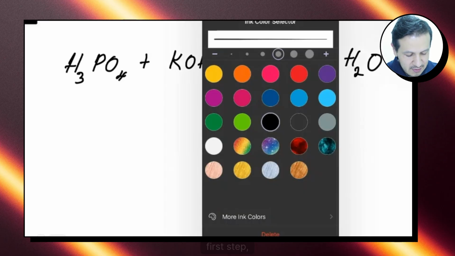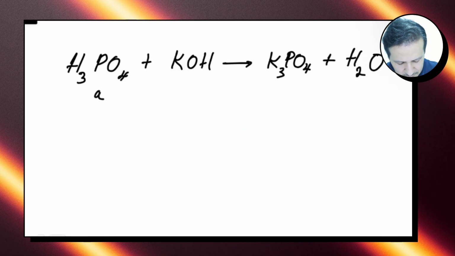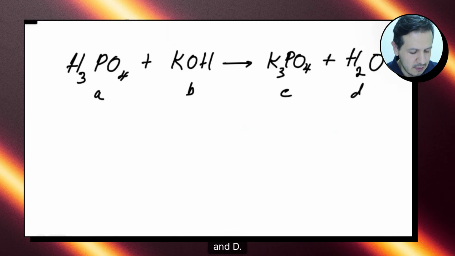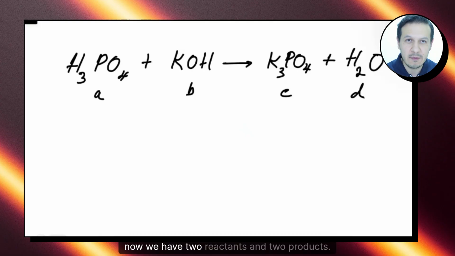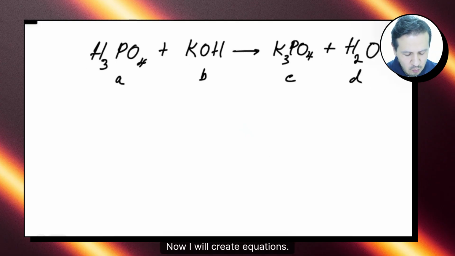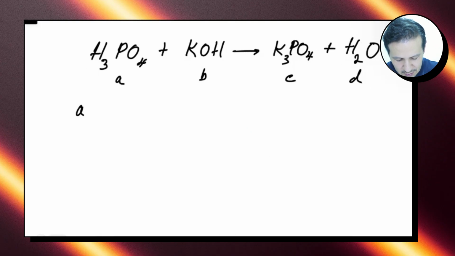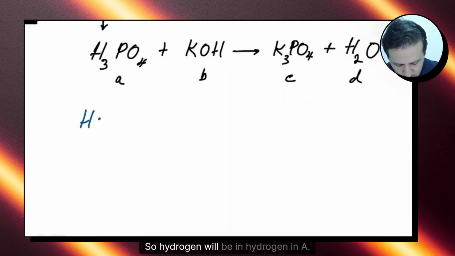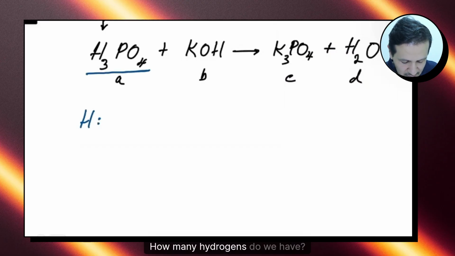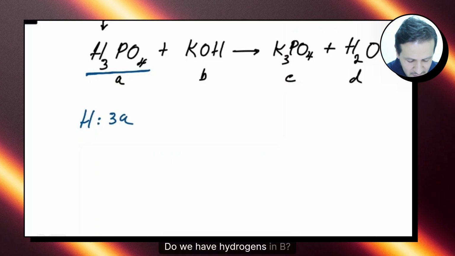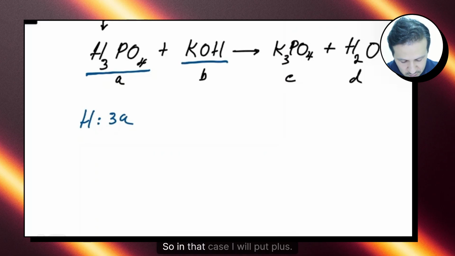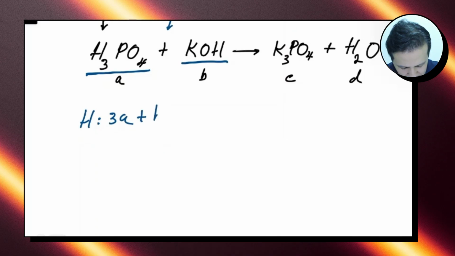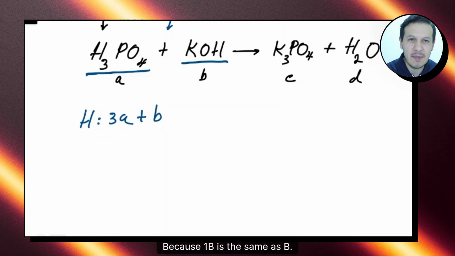Okay, first step, as I mentioned before, A, B, C, and D, because in this case now we have 2 reactants and 2 products. Now I will create the equations. Let's start with hydrogen, which is my first element here. Let's use blue color here. How many hydrogens do we have in A? We have 3. So that's why 3A. Do we have hydrogens in B? Yes, we have 1. So in that case, I will put plus B because 1B is the same as B.